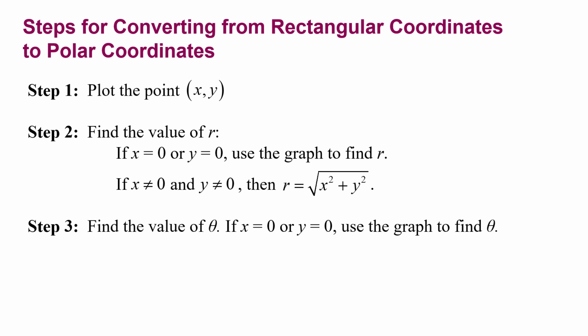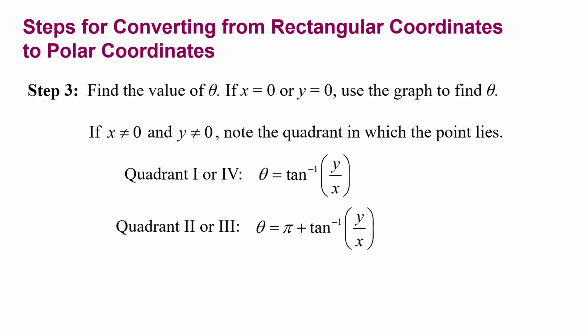Step 3, find the value of theta. Now, if x equals 0 and y equals 0, use the graph to find theta. Now, running out of room on the slide, let's go to the next page and continue discussing step 3. If x is not equal to 0 and y is not equal to 0, note the quadrant in which the point lies. If theta is in quadrant 1 or 4, then theta equals inverse tangent of the quantity y divided by x. And if theta is in quadrant 2 or 3, then theta equals pi plus inverse tangent of the quantity y over x.